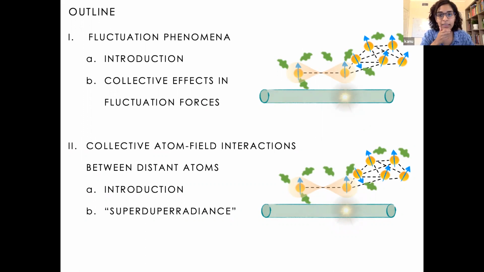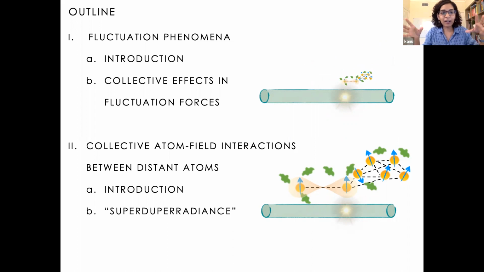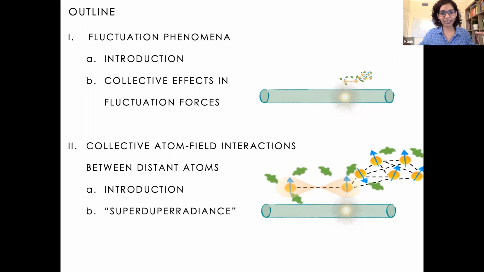I'll first give some background and introduction to fluctuation phenomena and talk about collective effects and fluctuation forces. And next, I'll talk about collective atom-field interactions between distant atoms and the idea of super duper radiance. Okay, so in the first part, we'll be kind of shrinking things down, and the second part will be stretching things out, and that's the plan.